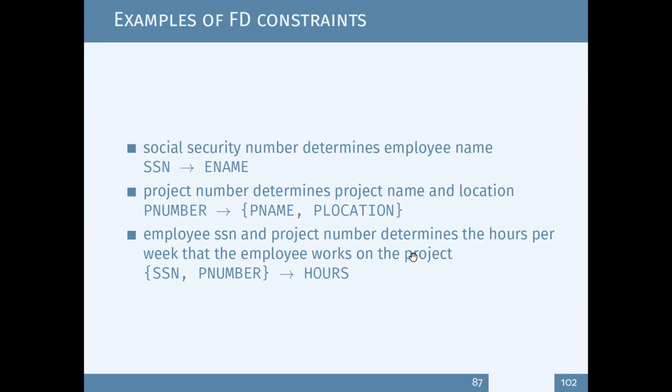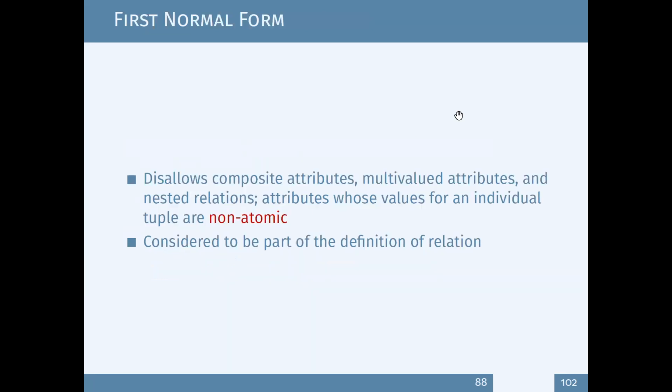Then the third one, we have the social security number of an employee and the project number. So using the two, we can functionally determine how many hours a particular person works on that project. So this is an example of identifying a functional determinant. Right, now let's briefly go through the types of normal forms we usually talk about.